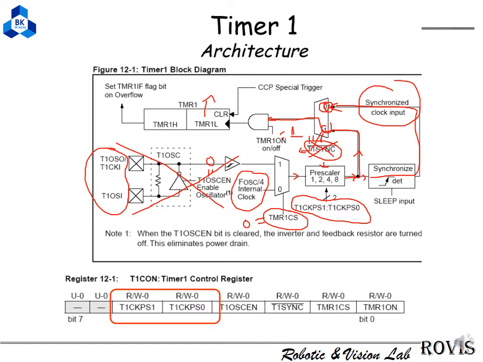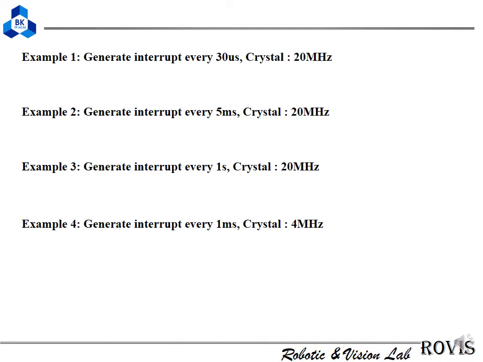And then the timer will increase. For example, I want to generate an interrupt every 30 microseconds, 5 milliseconds, 1 second, and 1 millisecond, similar to timer 0. So if we use the crystal with 20 megahertz, the clock will be 20 divided by 4, right? So that means F will be 5 megahertz, and then the duty cycle is 0.2 microseconds. So here, the timer 1 is 16 bit.